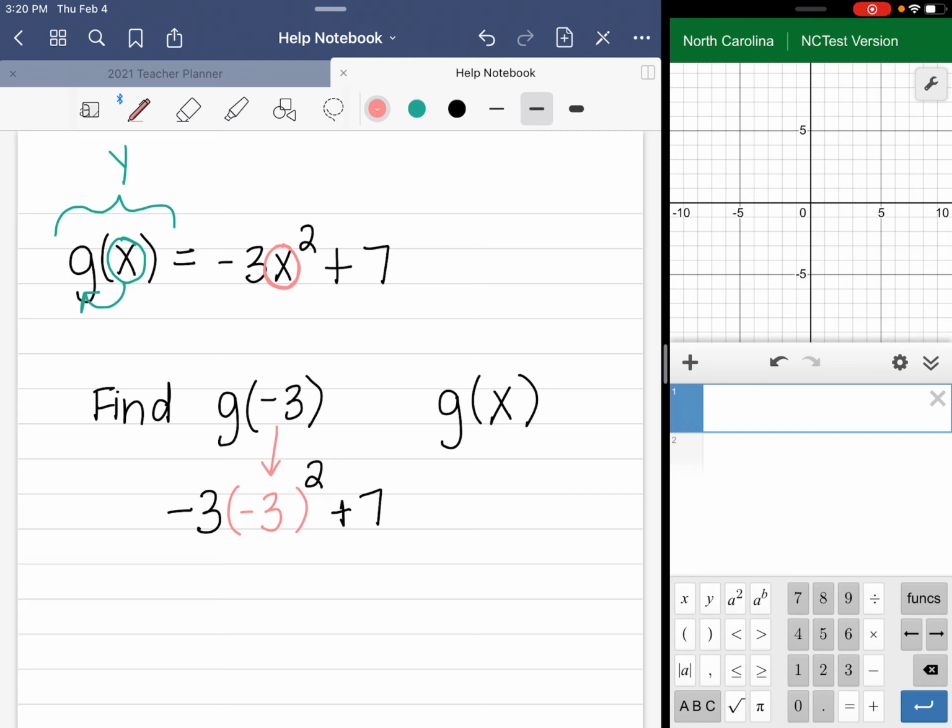Now, if you don't know how to do this, then that's fine. Open up Desmos. You should have been using Desmos before now. We've shown you several examples of using Desmos. You're going to type -3, parentheses, -3, and the a raised to 2, that's the square button, plus 7. And it gives me -20 as my output.